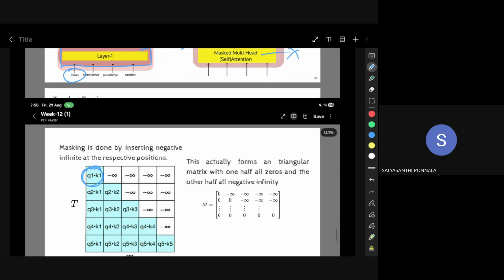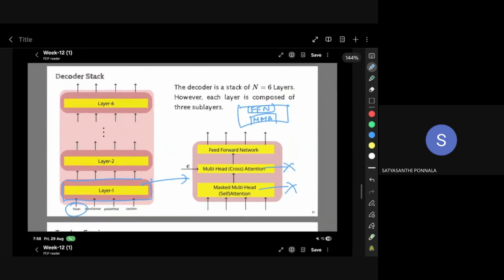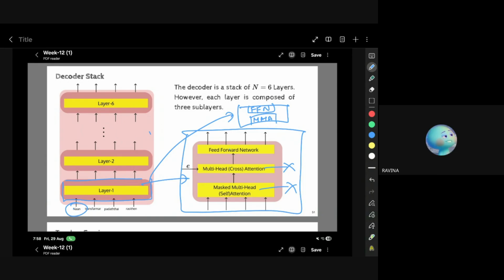Does the encoder always have two layers only? No, it could have any number of layers. You can choose any layers. So here, this is the layer, and these are maybe the components of a layer. The encoder has these two components only.